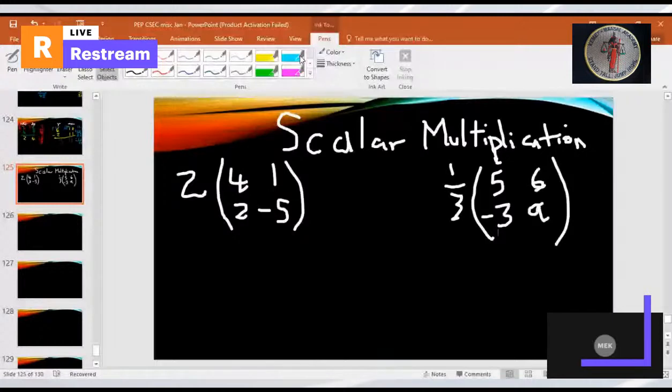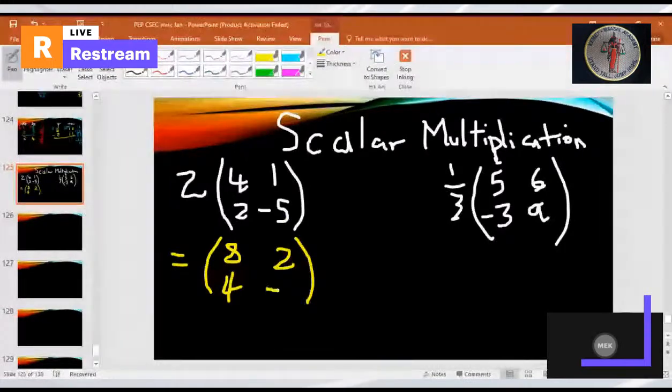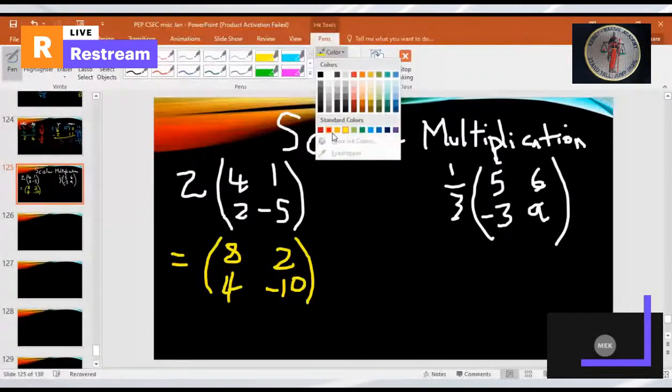So the answer for this first one would be 2 times 4, which is 8. 2 times 1 is 2. 2 times 2, which is 4. And 2 times negative 5, which is negative 10. That's all there is. That's really and truly all there is to it.